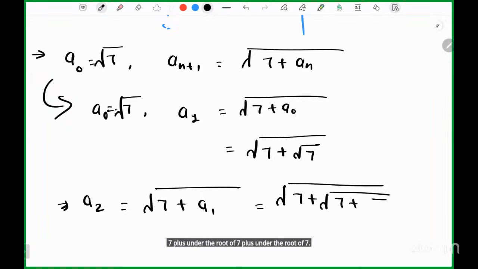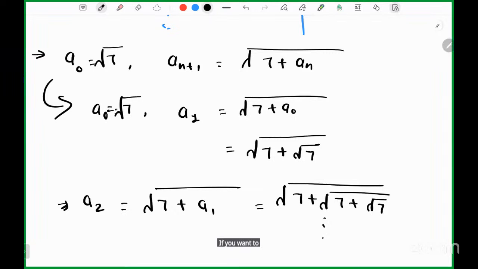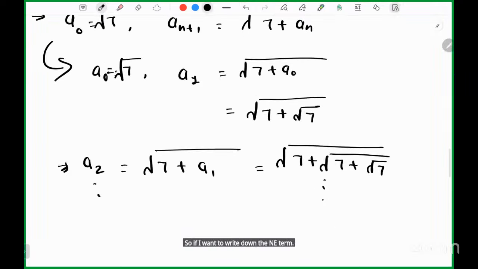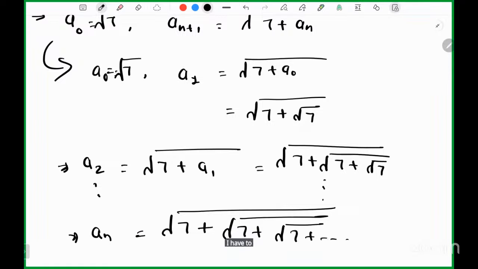So this is something that, if you want to write the nth term of this sequence, will be a little bit complicated, right? If I want to write down the nth term, a(n), then it will look like the square root of 7 plus the square root of 7 plus the square root of 7, and so on. I have to justify how many square roots and how many sevens I am taking here.